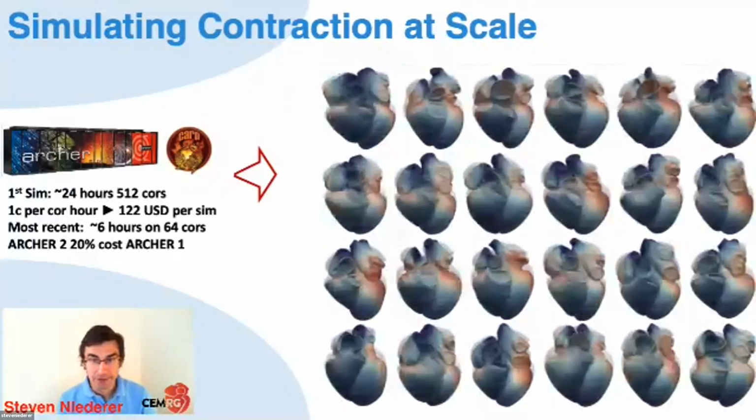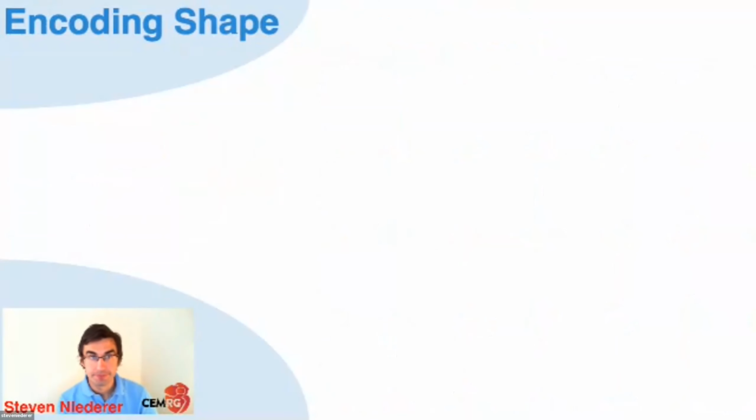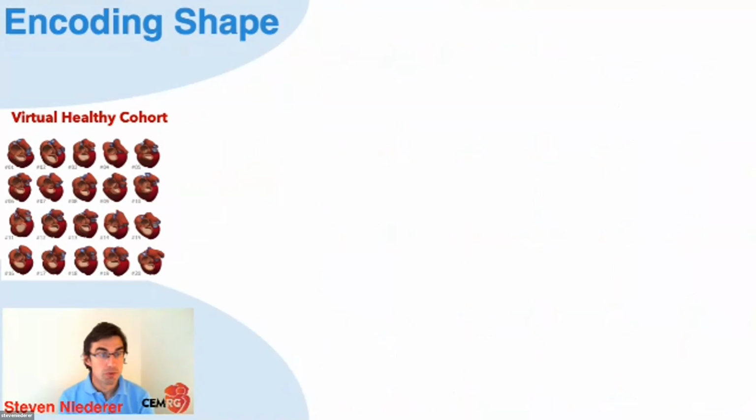So we now have these cohorts, and we're starting to think about what we can use a cohort of models for. Instead of just having one patient, we have lots of patients, so what are the types of questions we can start to answer? We have a cohort of heart failure patients that we've published. Now we've created a healthy control cohort, which we're analyzing.